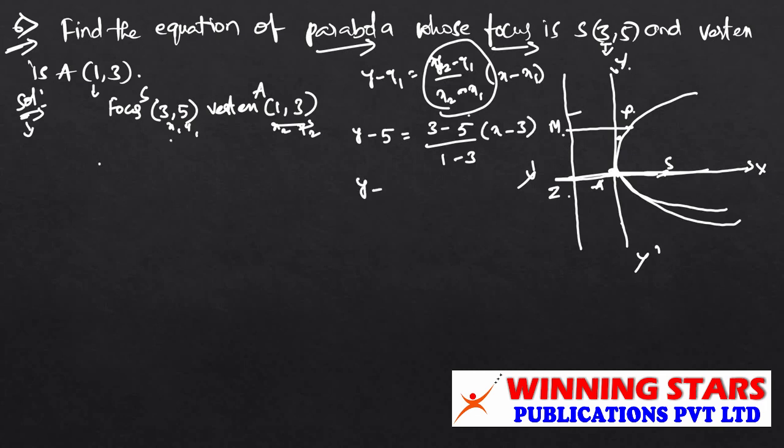So from this, y minus 5 is equal to minus 2 divided by minus 2 into (x minus 3). The 2s cancel, and it becomes 1, so x minus 3 only will come here. Taking it to this side, it becomes x minus y plus 2 is equal to 0. So the axis we got is x minus y plus 2 is equal to 0.